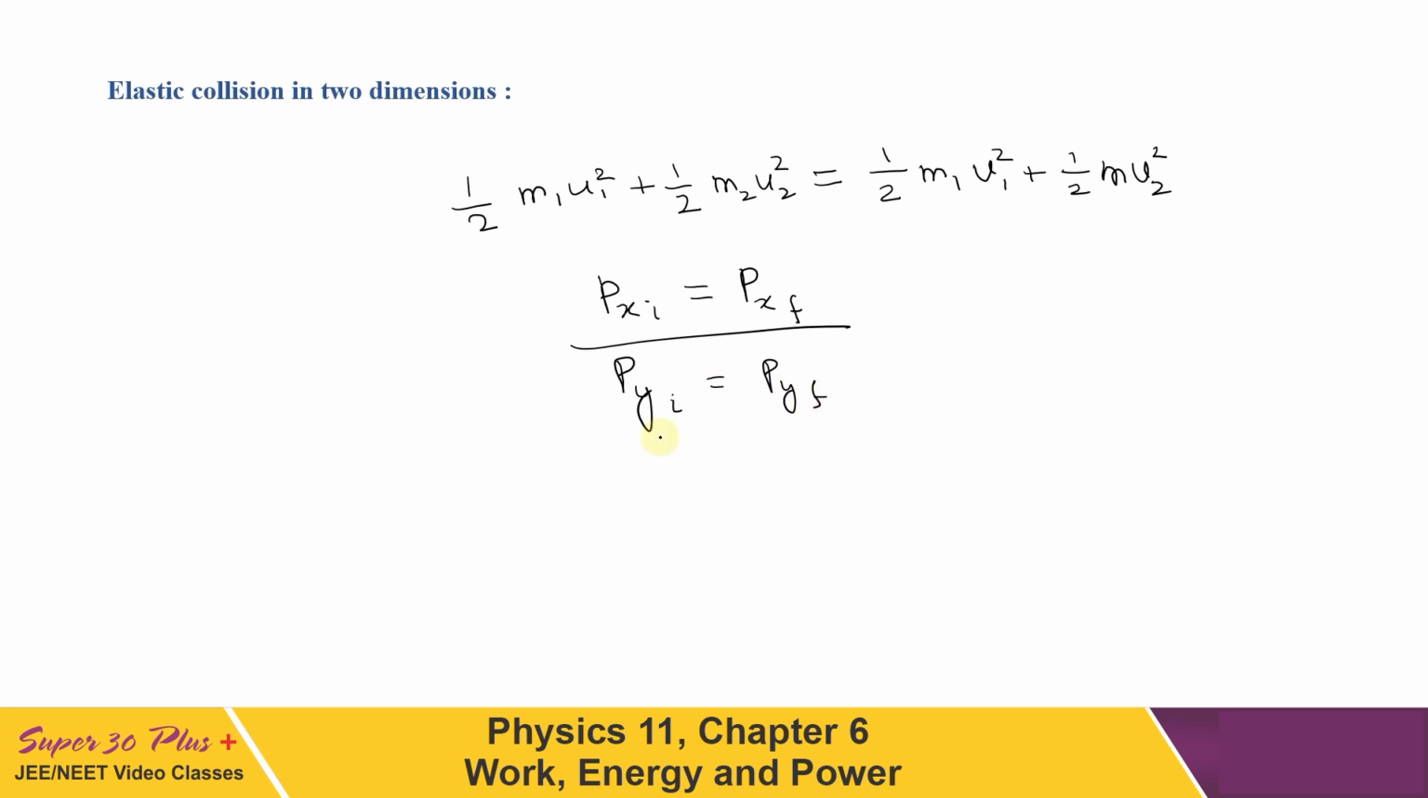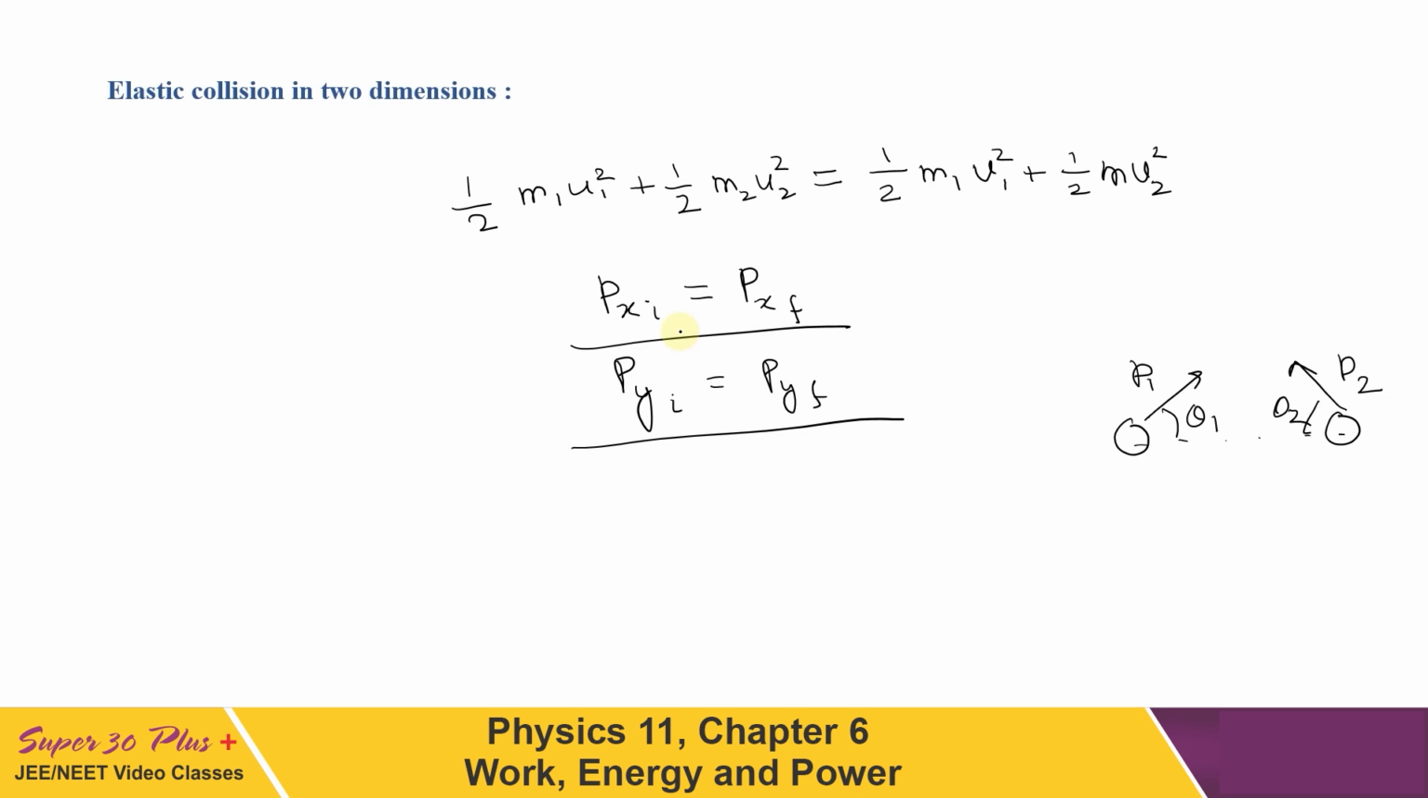This will give you 2 separate equations that will include theta also, because if these 2 bodies are colliding, one moving in this direction, the other moving in this direction, and this is the line of separation. Let the angles be theta 1 and theta 2, then we write p1 cos theta 1 minus p2 cos theta 2 equal to whatever the final conditions are. It has to be always in x and y components, and then we can solve these 2 equations along with the energy equation to get the final result.